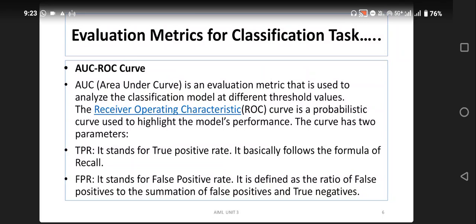The ROC curve has two parameters. The first one is TPR, the true positive rate. It normally follows the formula of recall. The second one is FPR, which stands for false positive rate. It is defined as the ratio of false positives to the summation of false positives and true negatives.